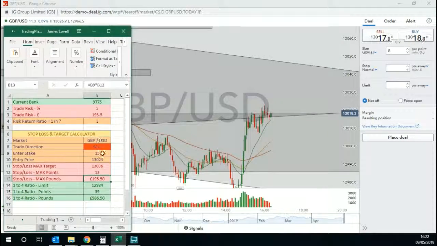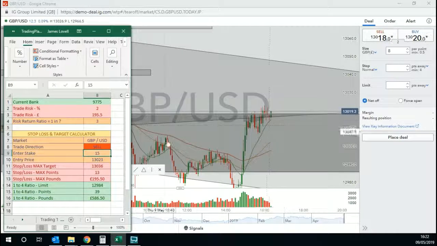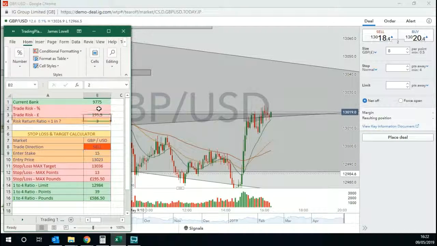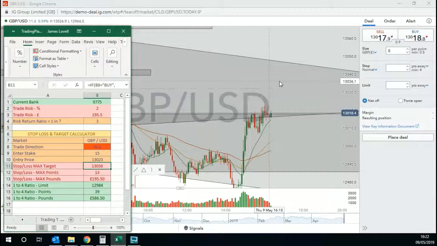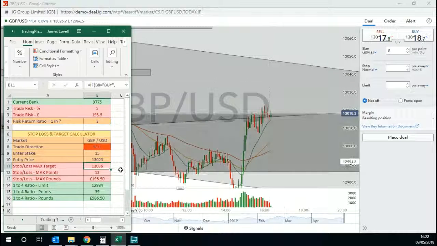Let's have a look. So I started punching these in a bit earlier. Risking 2% of the bank. GBP is a sell. 15 points gives me an entry of 13.23, gives me a stop loss of 13.36, which is fine. A target of 39 points gives me a 1 in 3.